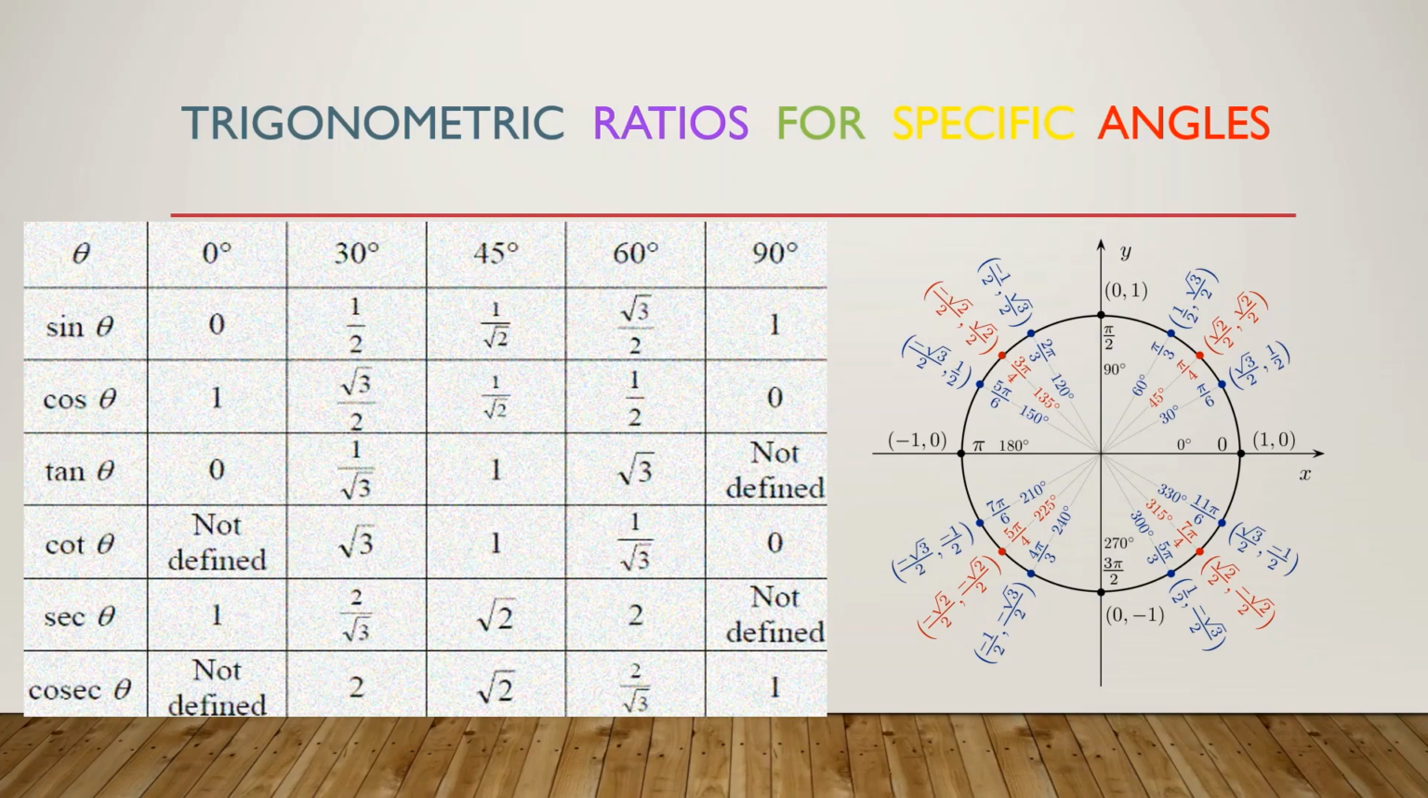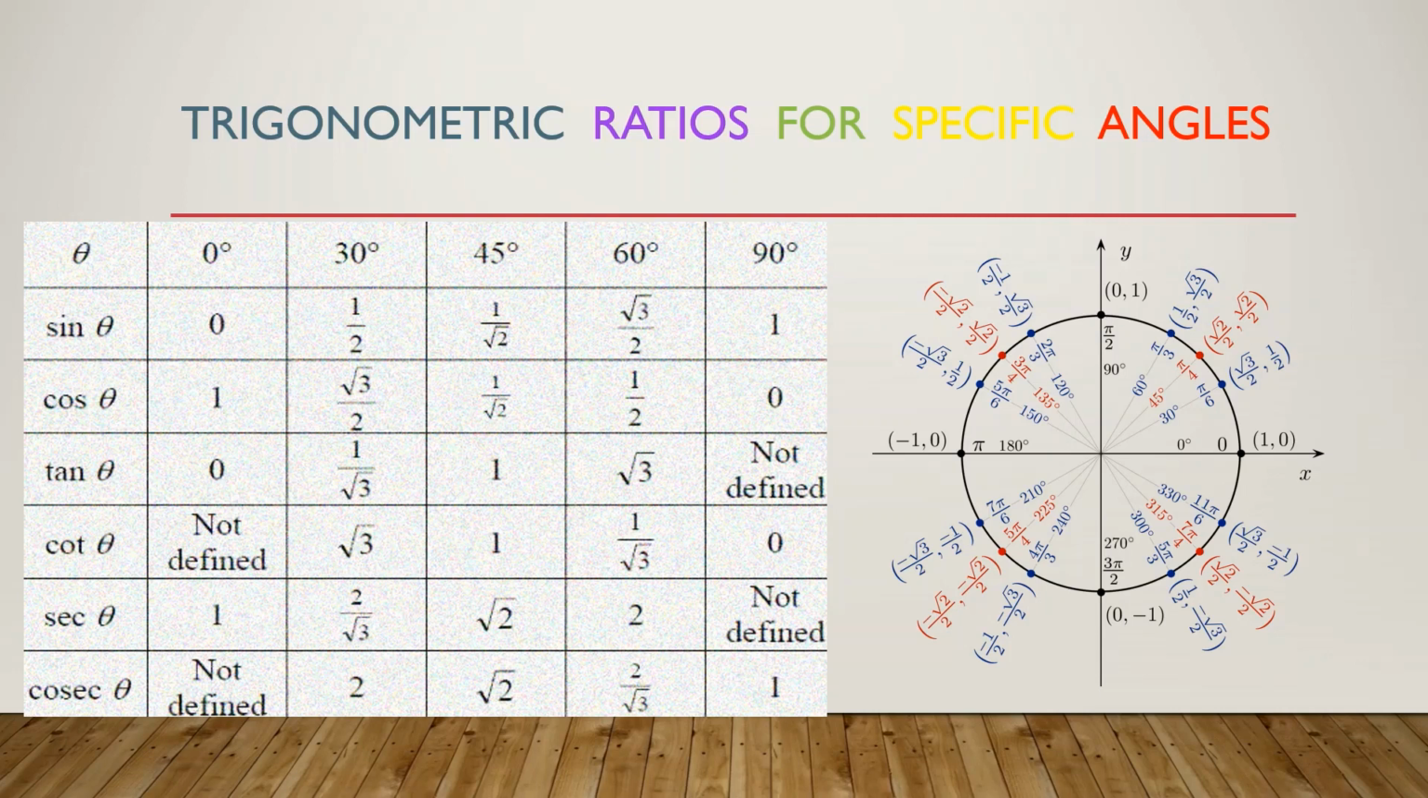Trigonometric ratios of some specific angles. From geometry, you are already familiar with the construction of the angles of 30 degrees, 45 degrees, 60 degrees, and 90 degrees. In this section, we will find the values of the trigonometric ratios for these angles and, of course, for 0 degrees. For all the trigonometric ratios, the values of 0 degrees, 30 degrees, 45 degrees, 60 degrees, and 90 degrees have been specified.